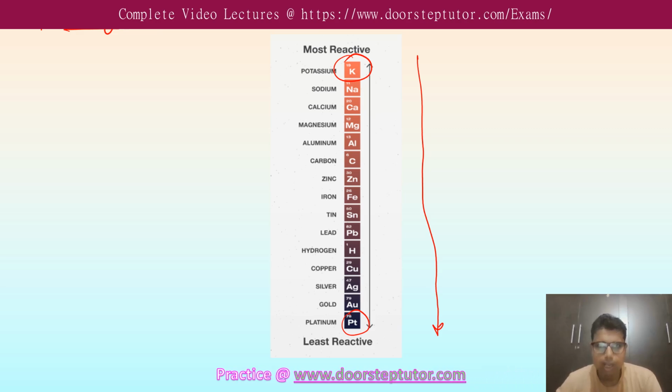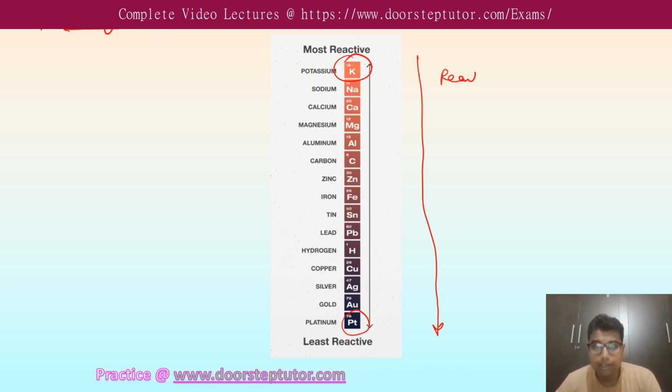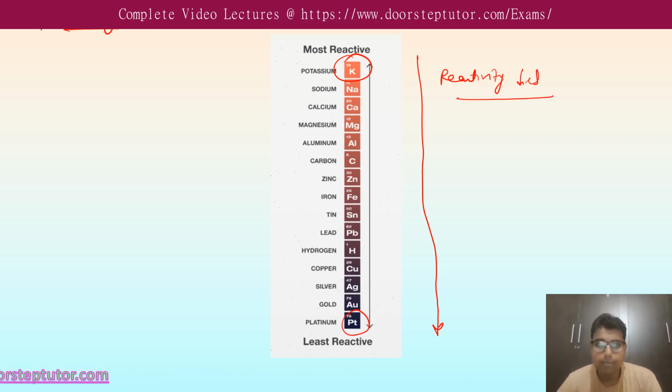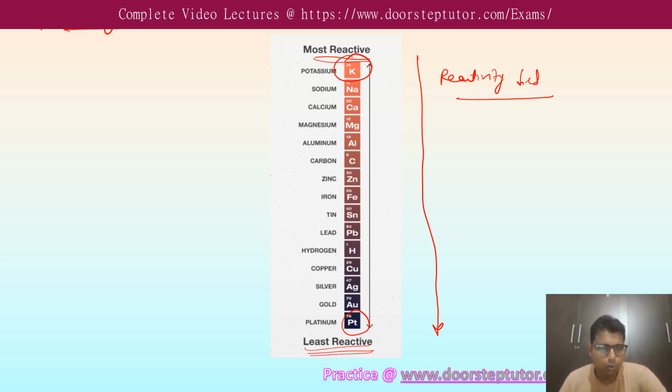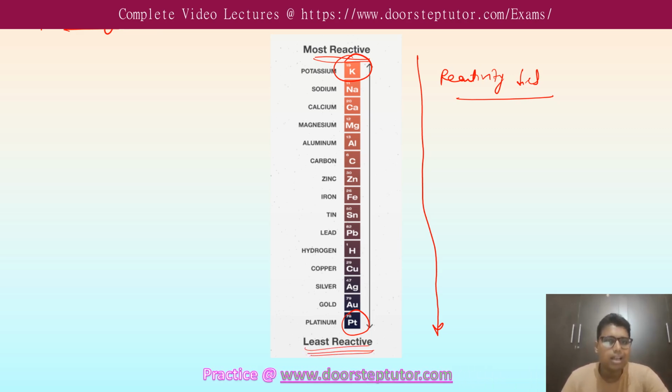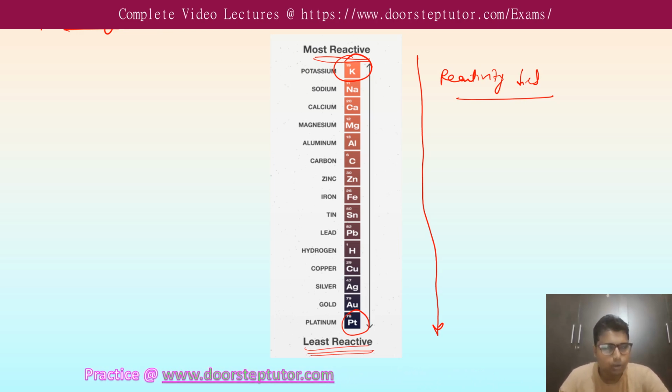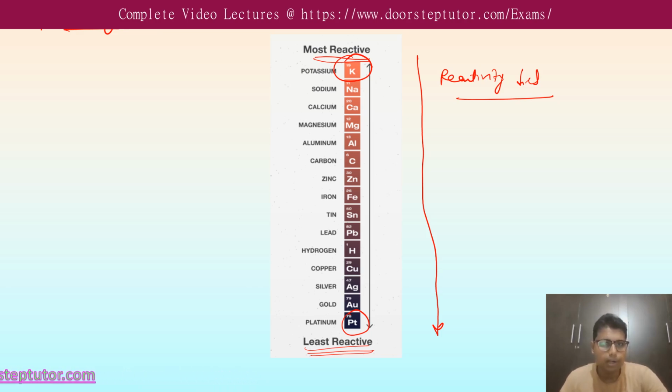For example, if we go from potassium to platinum, going from up to down, what will happen? There will be a decrease in reactivity of the elements. Potassium is the most reactive element and platinum is the least reactive. Gold, platinum, silver are the less reactive elements. You can see this fact in the reactivity series. But how will you remember this series?